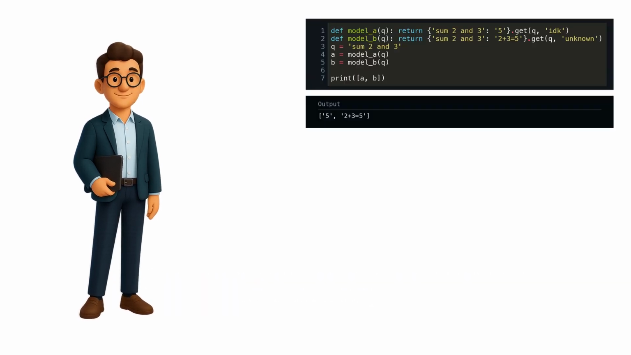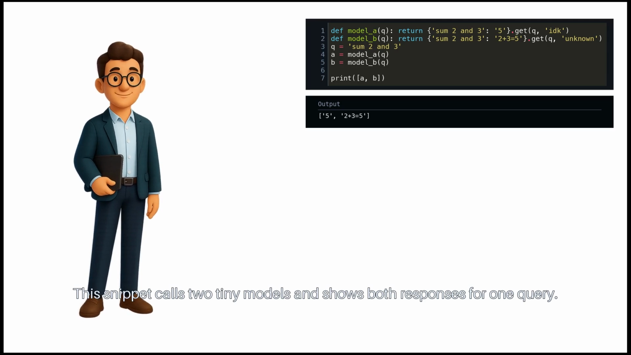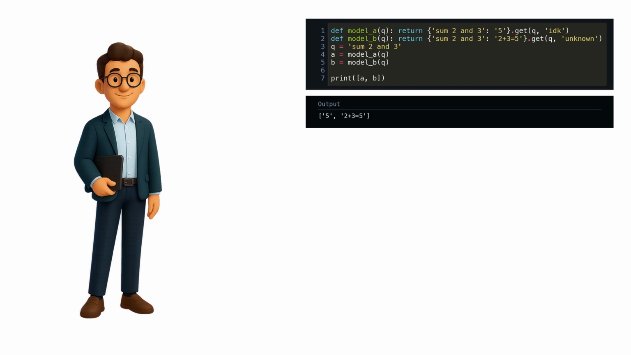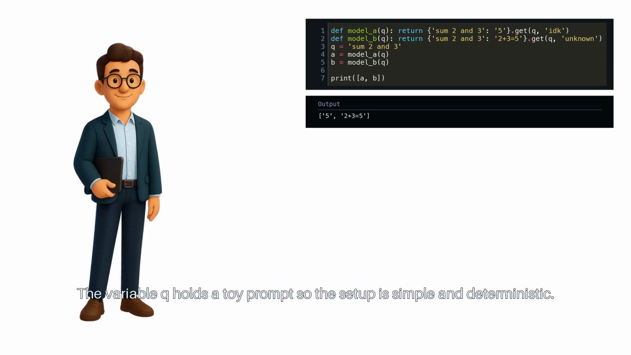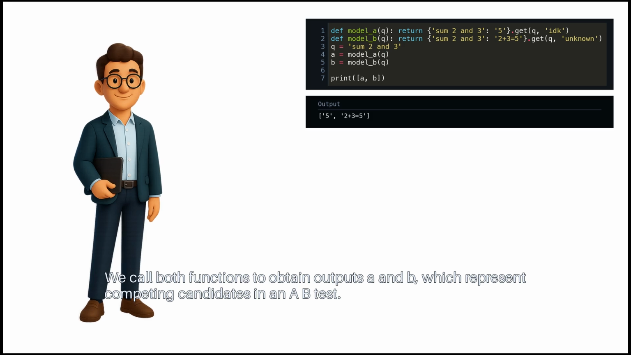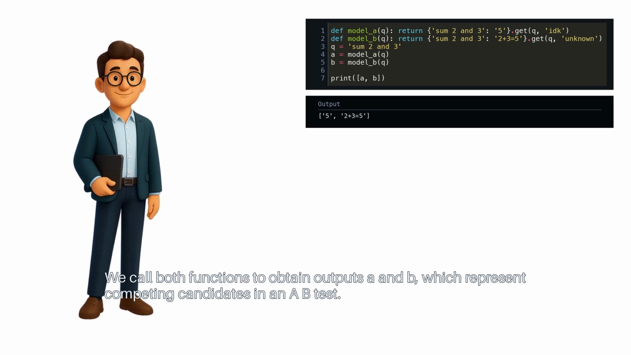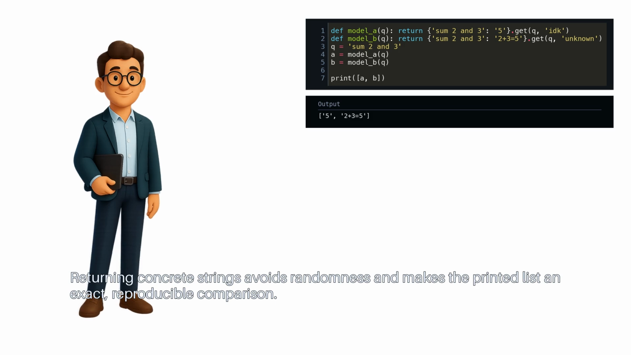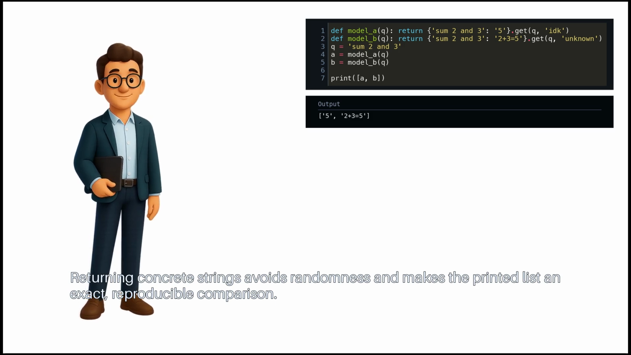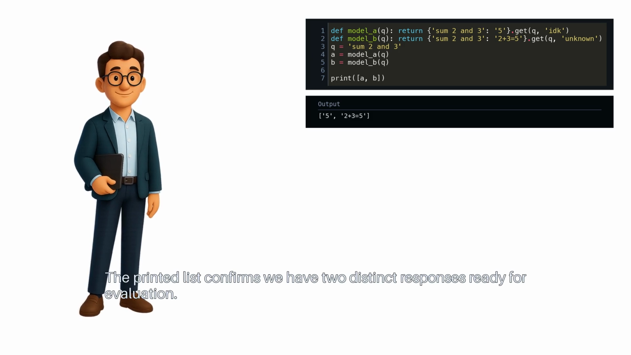Here is the first snippet. This snippet calls two tiny models and shows both responses for one query. This snippet creates two minimal functions, named Model A and Model B, that emulate different LLM styles for the same input. The variable Q holds a toy prompt, so the setup is simple and deterministic. We call both functions to obtain outputs A and B, which represent competing candidates in an A/B test. Returning concrete strings avoids randomness and makes the printed list an exact reproducible comparison. The printed list confirms we have two distinct responses ready for evaluation.